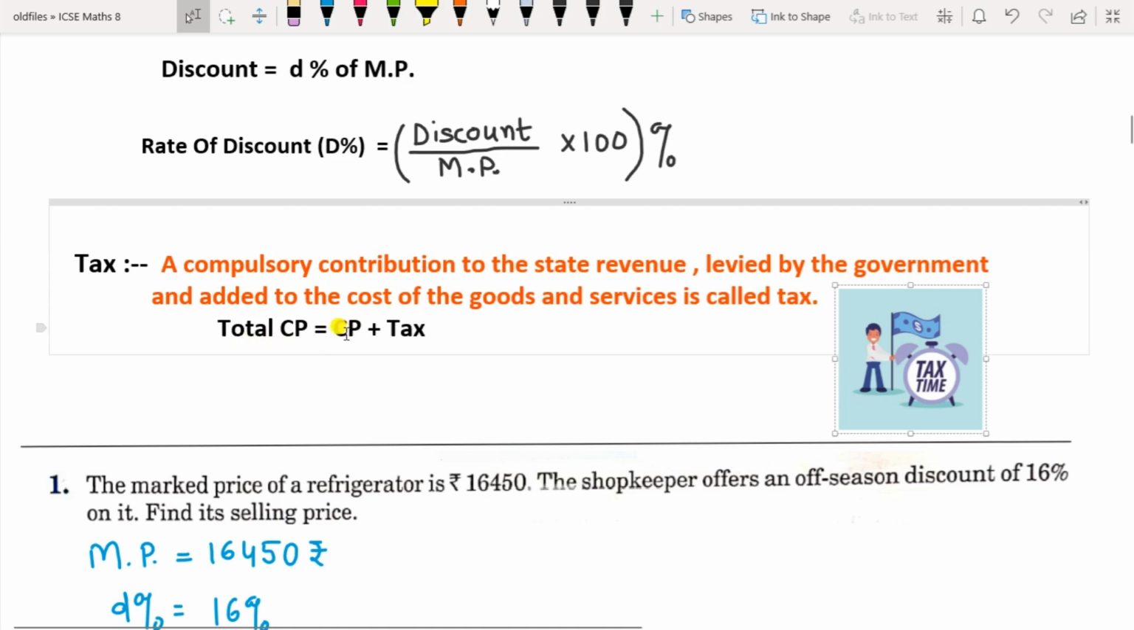So total CP will become CP plus tax. It is added to the cost price. The tax is always added to the cost price. So this is called the tax.